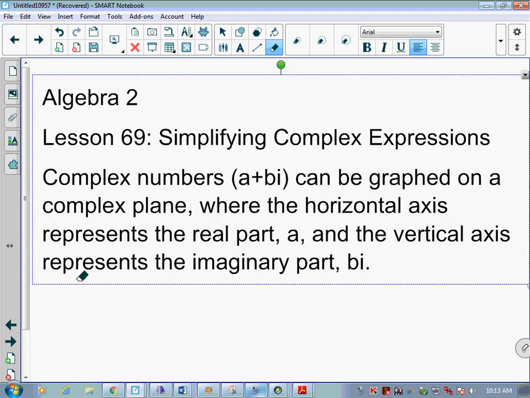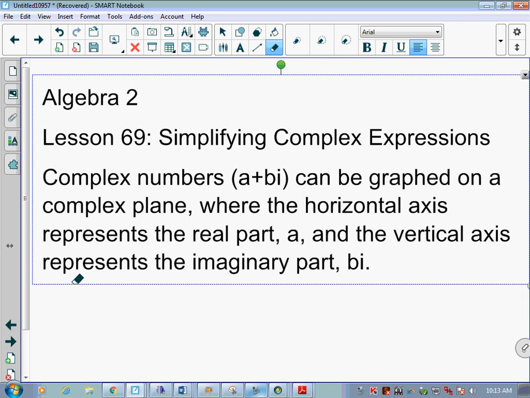All right. And then we're also going to talk about lesson 69 at the same time, just so that we're doing all of this together, and then we'll go back and look at some questions. This is talking about simplifying complex expressions. We've already talked about i, right? i is the square root of -1. We've seen square roots of negative numbers, and we're going to come back to that.